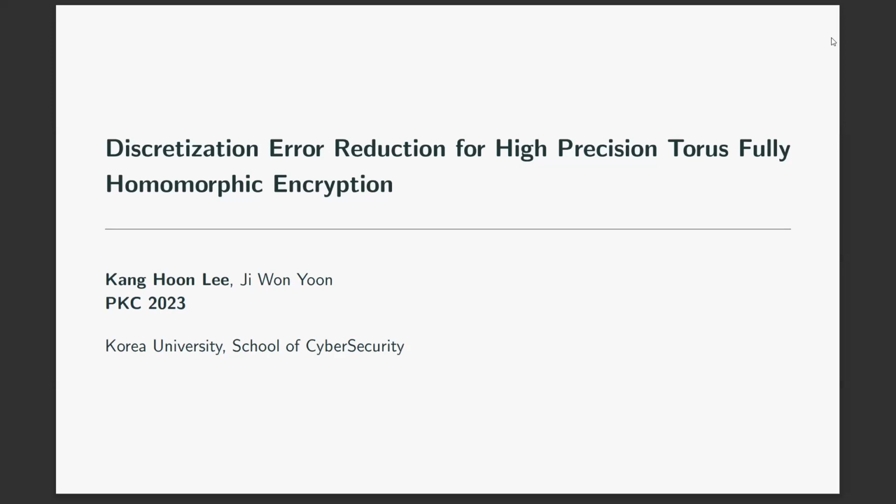Thanks for the introduction. I'm Kang Hoon Lee from Korea University School of Cybersecurity. I'm here to present our paper, Discretization error reduction for high precision torus fully homomorphic encryption. This is joint work with Ji-won Yoon, who is my advisor.